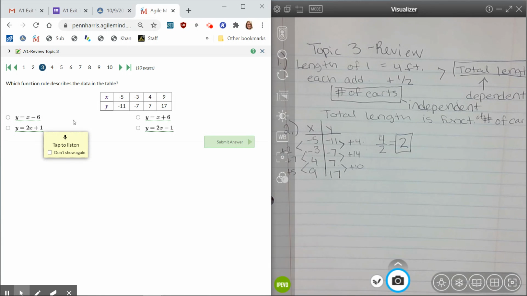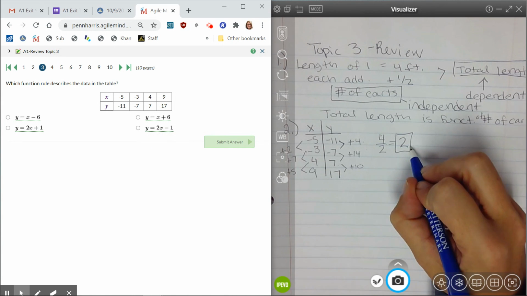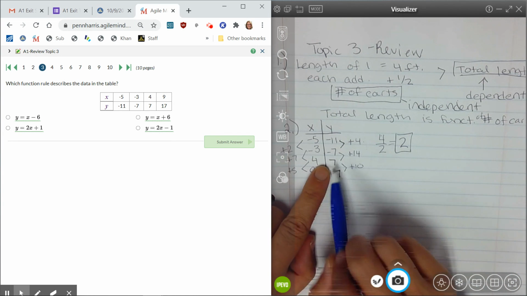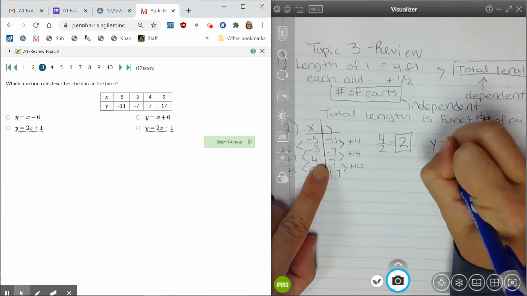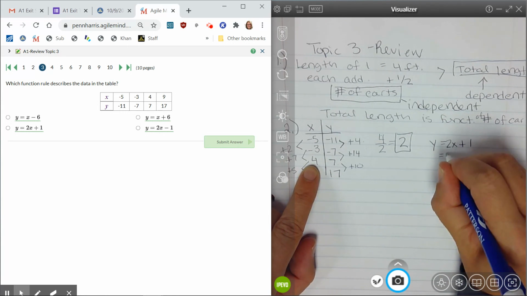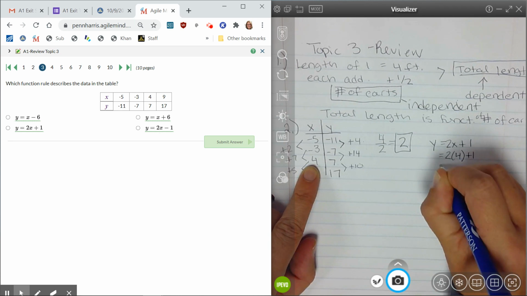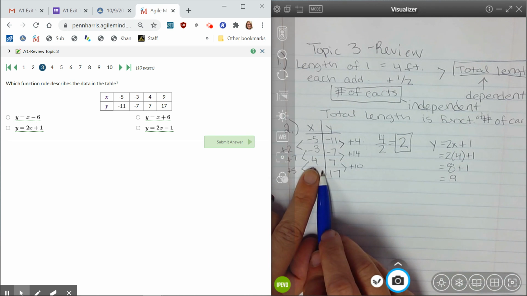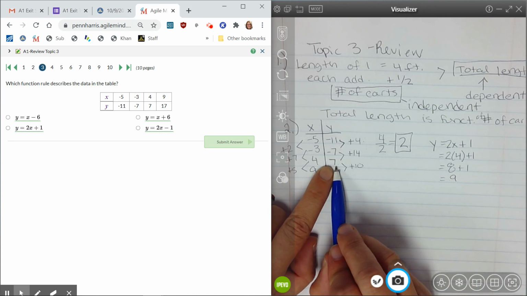So I have to decide using my table if this is going to be 2x plus 1 or 2x minus 1. So what I'm going to do here is take my points and plug them into the equation. Using this 2 here, let's pick nice values. So I'm going to use 4 and 7. So I have the equation y equals 2x plus 1. If I plug in 4 to the x, 2 times 4 plus 1, that's 8 plus 1, which equals 9. Well, is 9 my y value? No, I had a 7.